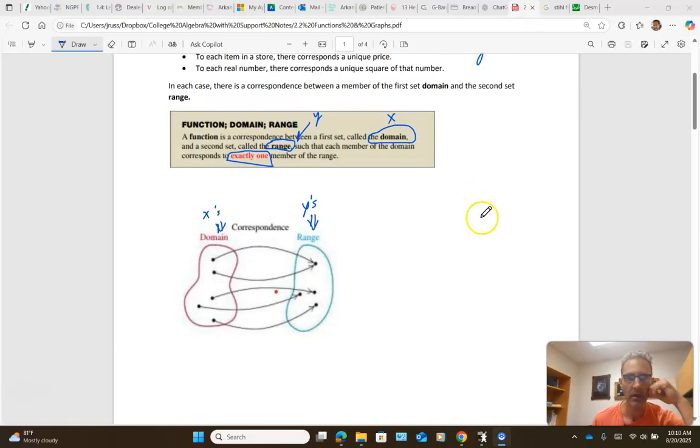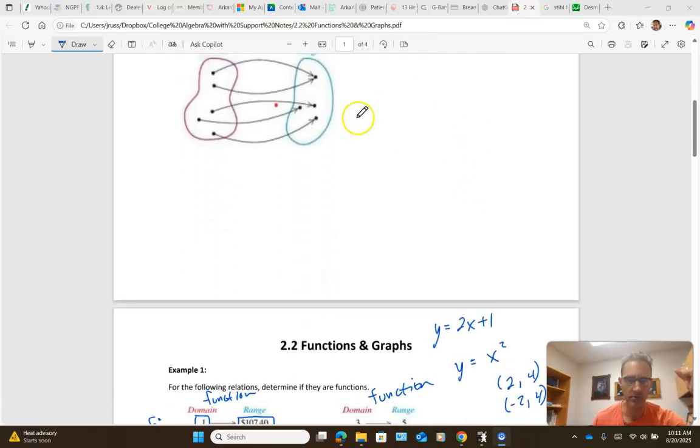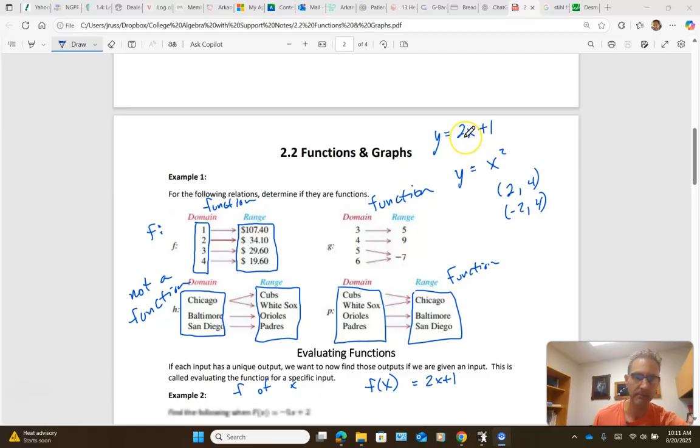Okay. We also talked about the domain, which is basically the set of all the inputs, and the range, which is the set of all the outputs. So again, think about that analogy that I used of a juice maker. The inputs would be all the different fruits that can be juiced, and then the outputs would be all the different types of juices. Okay.